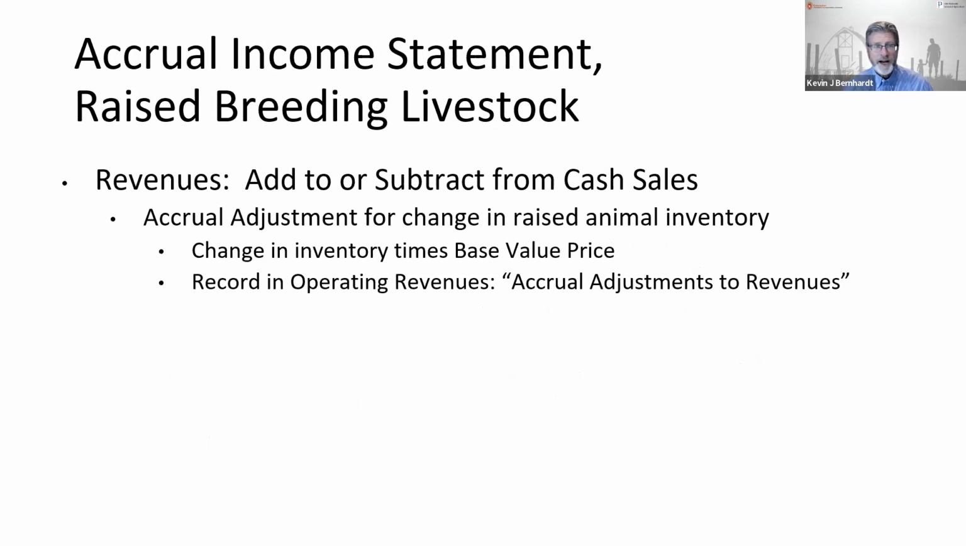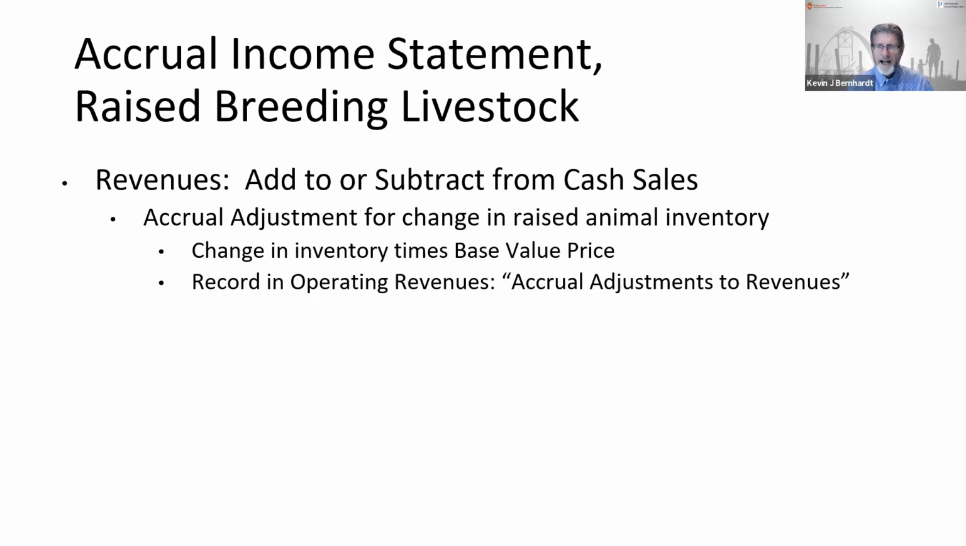On the accrual side for the raised breeding livestock, it gets a little bit more interesting. We do have some accrual adjustments there, and here's where it comes in. So if we've had, let's say, 10 animals that we have added to the herd. So let's say that last year, at the beginning of the year, we had 190 animals. And at the end of the year, we have 200 breeding livestock animals. So we've added 10, and they're all raised. Let's assume these are all raised.